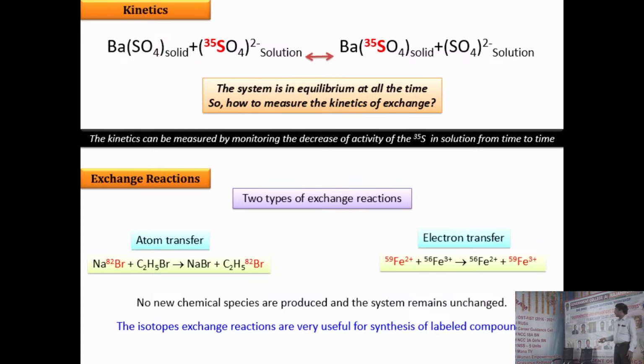In the same way, if you have iron-2 and iron-3, continuous reduction and oxidation is taking place. If you want to see the rate of these reactions, we can use radiotracers of iron-59. You label something like the ferrous, then we can see how much activity you get in the ferric.